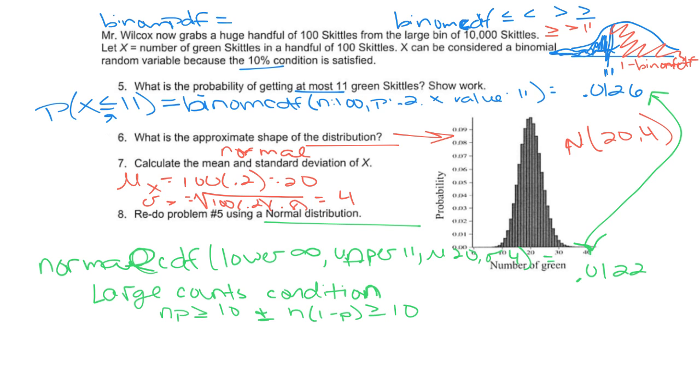Okay, so let's see, number of trials is 100 times 0.2, and you'll need to show them this. You need to show all of those steps right there to get credit. You've got to show both of these things to get credit, and you have to show it over here too. So 100 times 0.8, which is equal to 80, which is greater than or equal to 10. Again, you have to show both of those things to get credit there.